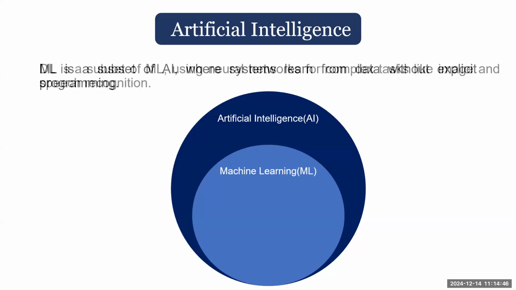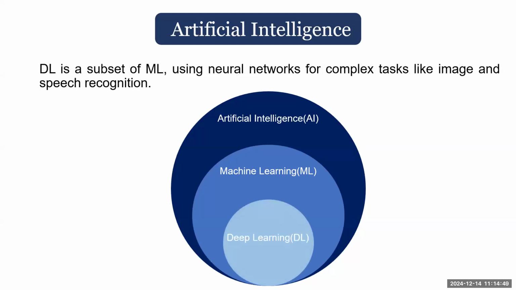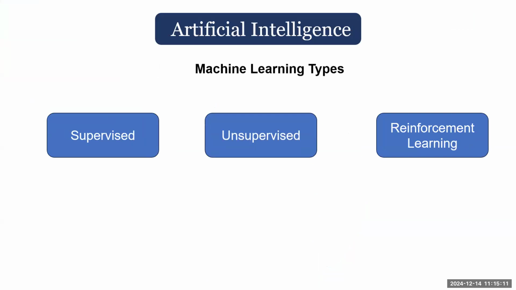Now, a subfield of machine learning is called deep learning or deep neural networks. These neural networks, or basically artificial neural networks, are inspired by the human brain. Okay, so we all know these basic things. Deep learning is used in complex imaging and speech recognition tasks. Machine learning can be broadly classified into three types. First is supervised learning, then we have unsupervised learning, and then reinforcement learning.